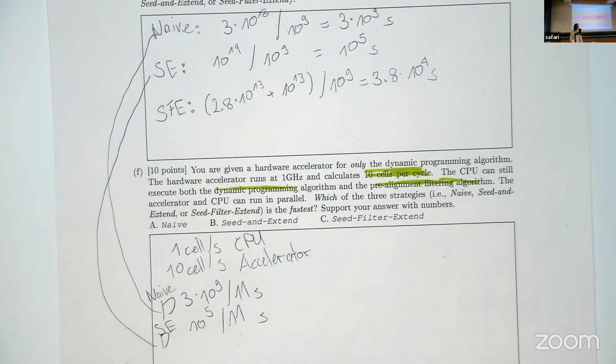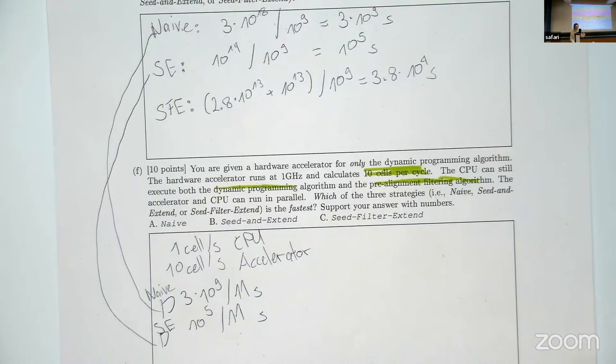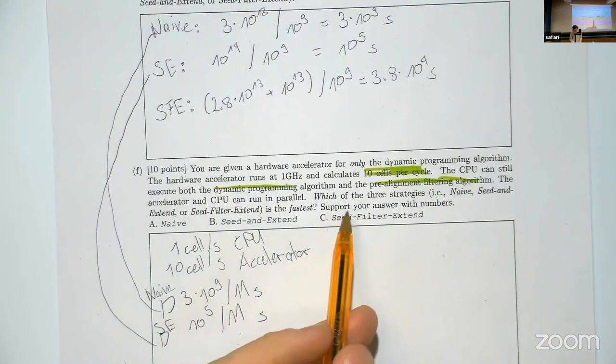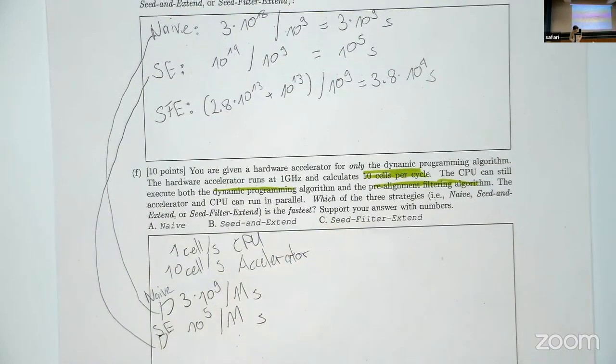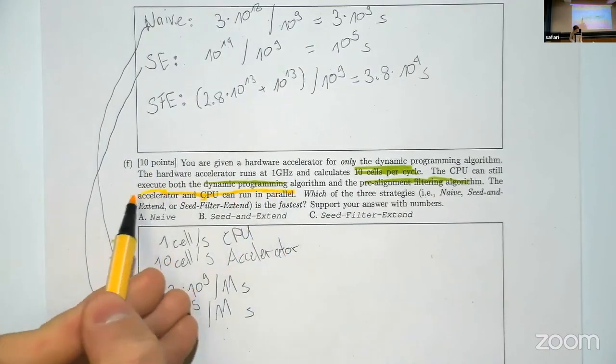Very short question. Yes. Why are you dividing by 11, not 10? Yeah. So you have a CPU that can calculate 1 cell per cycle, and you have an accelerator that can do 10. And maybe I should have said that explicitly. So they can run in parallel, kind of collaborate.